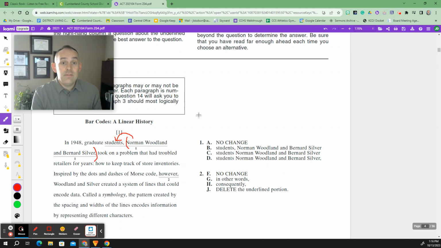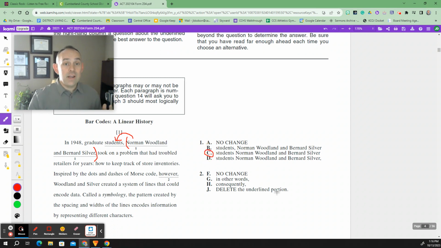But to say "in 1948, graduate students took on a problem that had troubled retailers for years," if you take that out, as it's indicated here, it becomes ambiguous because you don't know which graduate students. That's very vague, very open. And so what it tells me is that's an essential part of the sentence, therefore no commas are necessary. And the choice that does that is C.